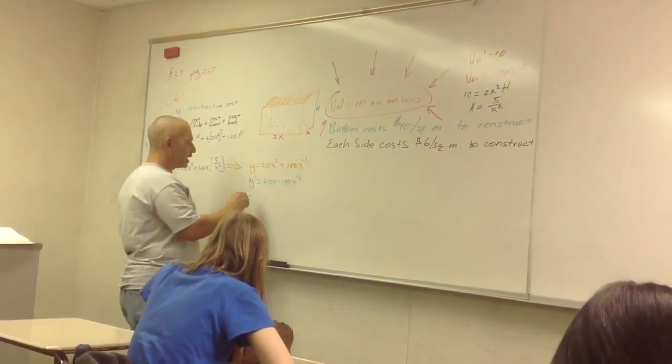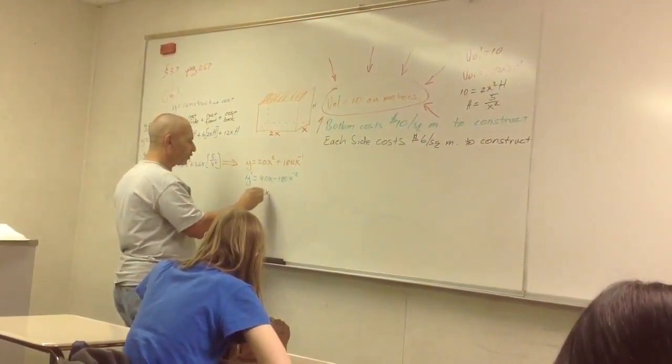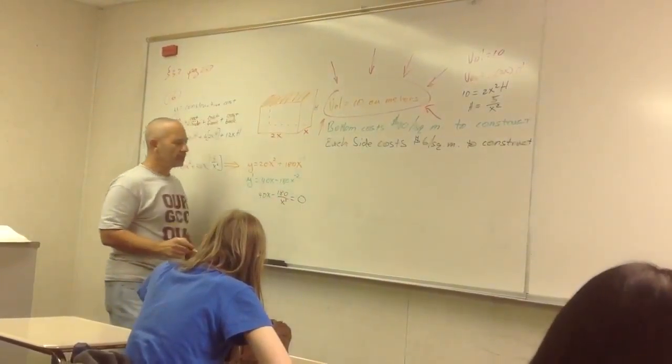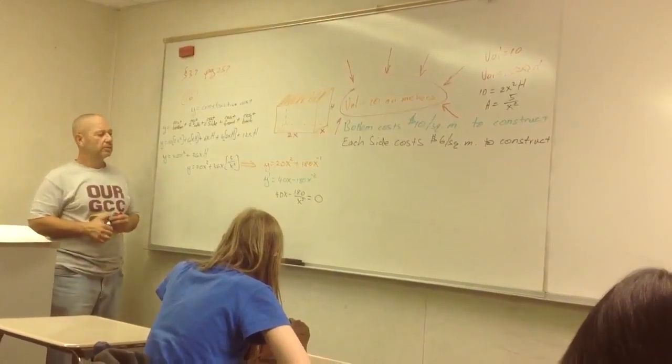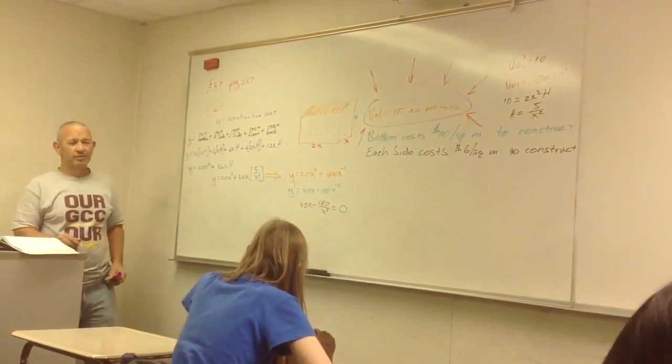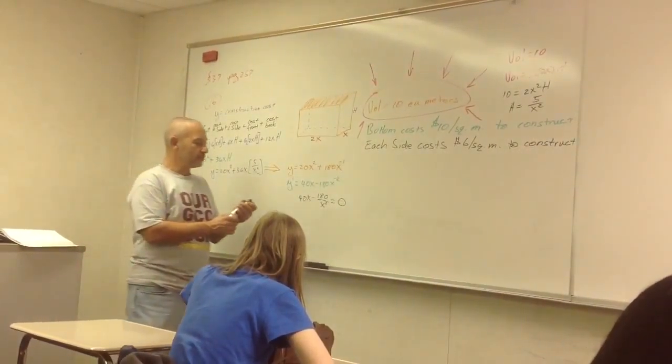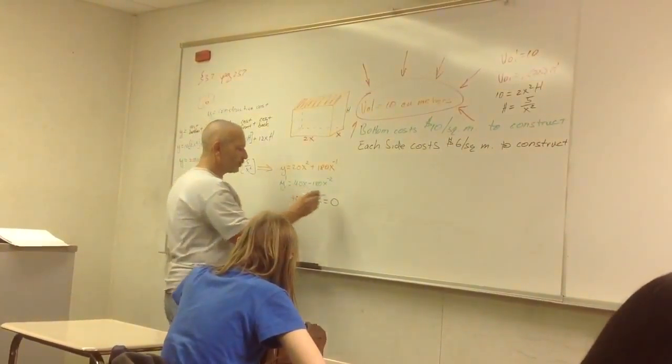So I'm going to take 40x minus 180 over x squared and set it equal to 0. Where did 180 over x squared come from? X to the minus 2. Oh, x to the negative 2. Very good, thank you for your help.